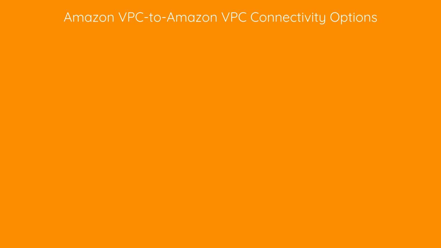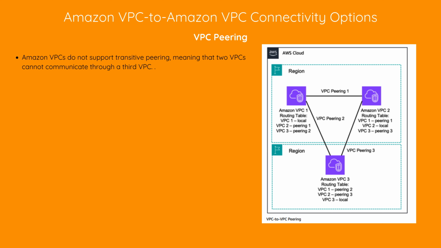Now let's look at Amazon VPC to VPC connectivity options, allowing seamless communication between VPCs in the same or different regions. VPC Peering connects two VPCs for private communication using AWS's backbone network. Amazon VPCs do not support transitive peering, meaning that two VPCs cannot communicate through a third VPC. Each VPC must have a direct peering connection with any other VPC it needs to communicate with.